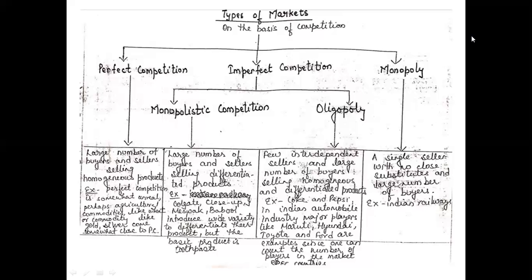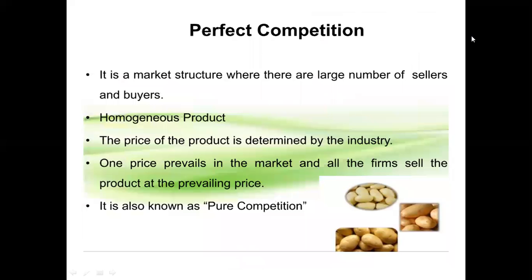Then we have monopoly. So in monopoly, a single seller with no close substitute and a large number of buyers. We can see Indian Railways. So let us understand in detail about all the competition.